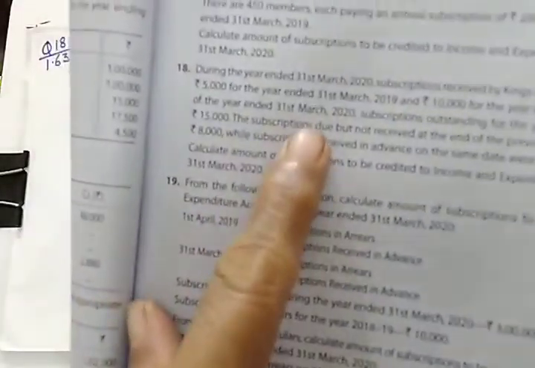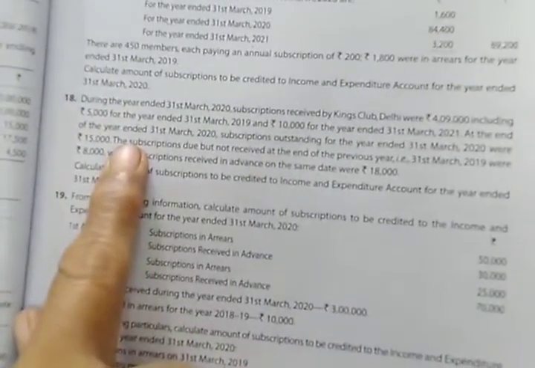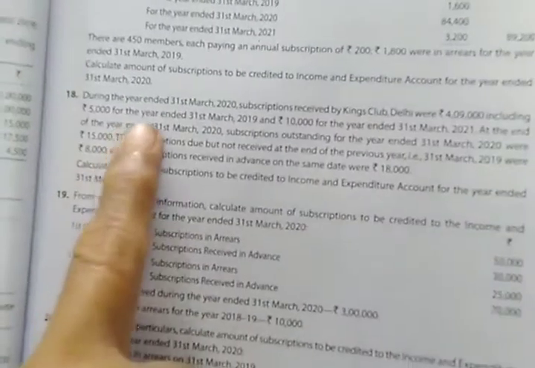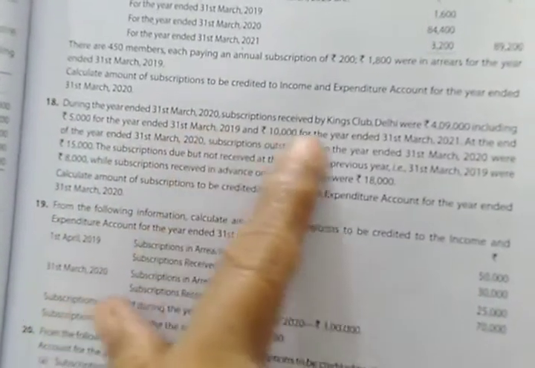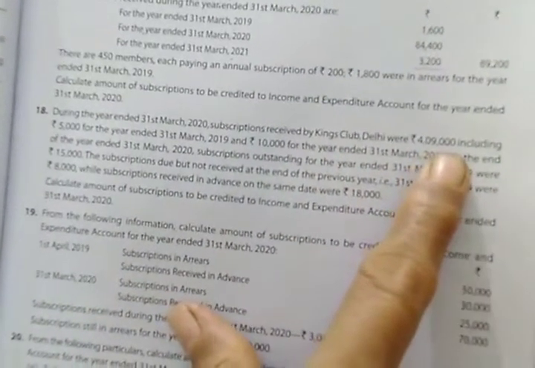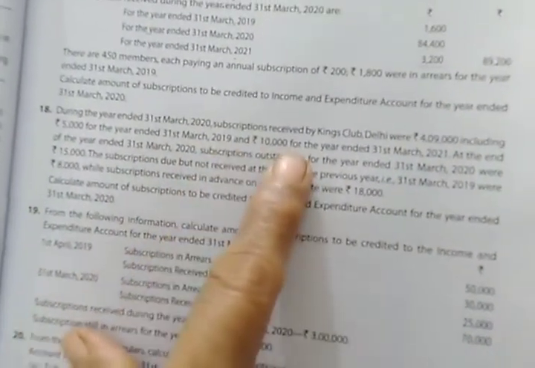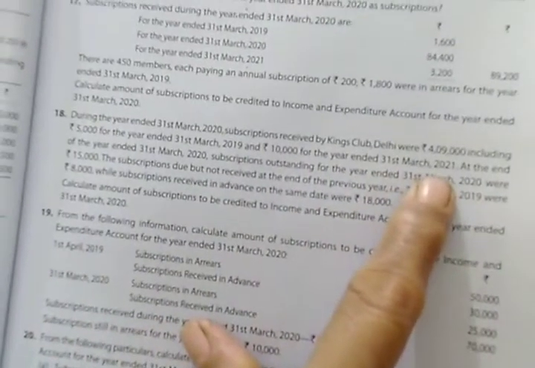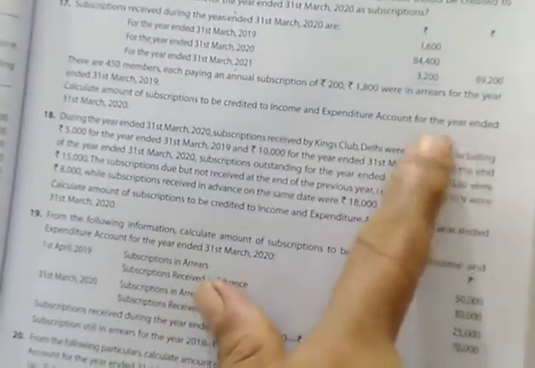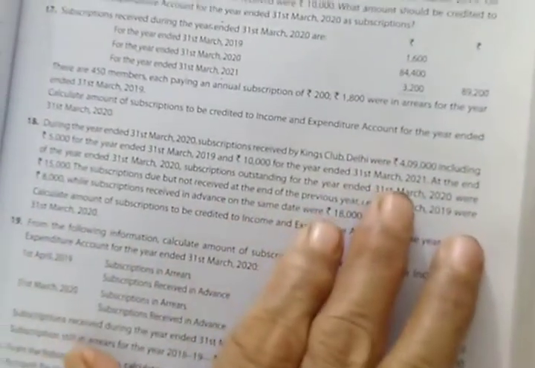Let me show you the question first. Let us read the question. Question number 18. I hope you will be able to see the full question on your screen. During the year ended 31st March 2020, subscription received by King Club Delhi was rupees 4,09,000, including 5,000 for the year ended 31st March 2019 and 10,000 for the year 31st March 2021. So this is the total amount of subscription, which includes the previous year and the next year.